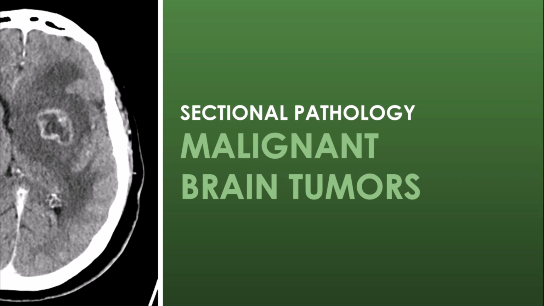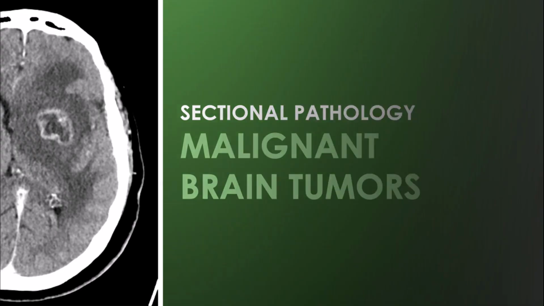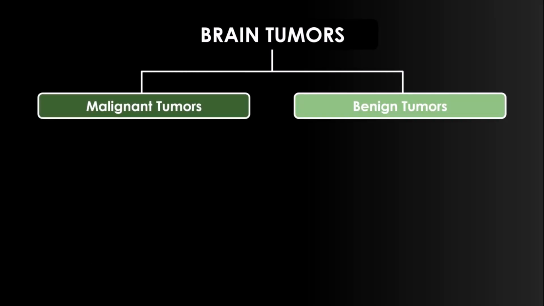Hey everybody, welcome back. This lesson is about malignant brain tumors as demonstrated in CT imaging. First, we need to have a way of categorizing the different types of brain tumors. All brain tumors can be classified as malignant tumors or benign tumors. A malignant brain tumor is a type of cancer, meaning it has the ability to invade surrounding brain tissues and spread to other parts of the body.